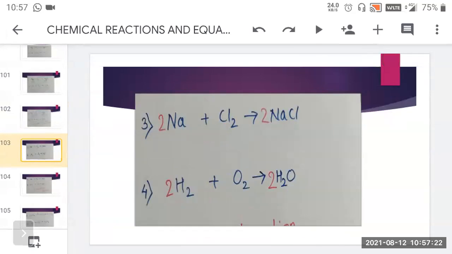Now come towards the next reaction. You can also solve this if you understood the first one. Na plus Cl2 gives you NaCl. Again, go one by one. First go with the combination reaction. Combination reaction says that there should be 2 reactants and 1 product. So this is fulfilling our requirement of a combination reaction. 2 reactants and 1 product are there, so we can say that it is a combination reaction.